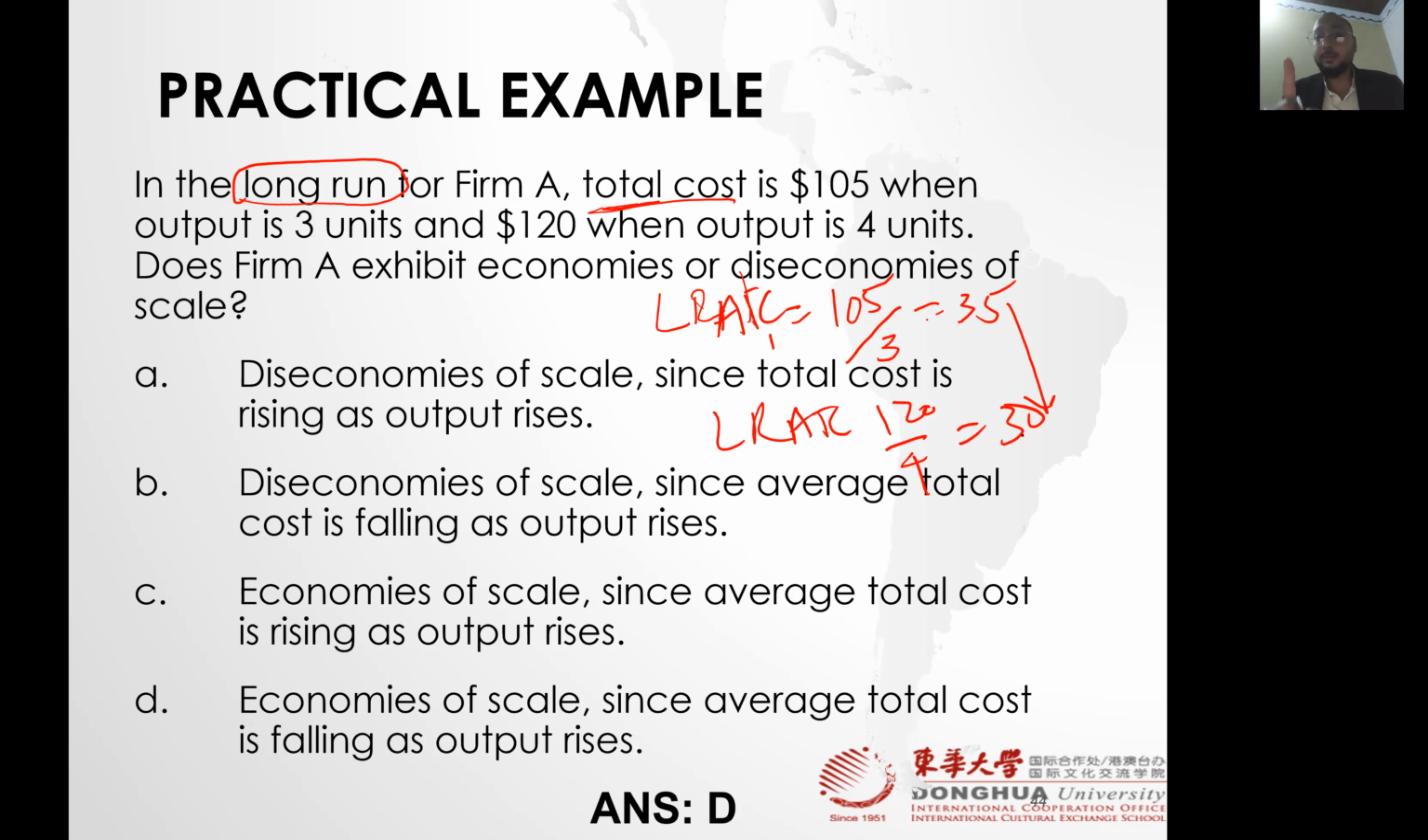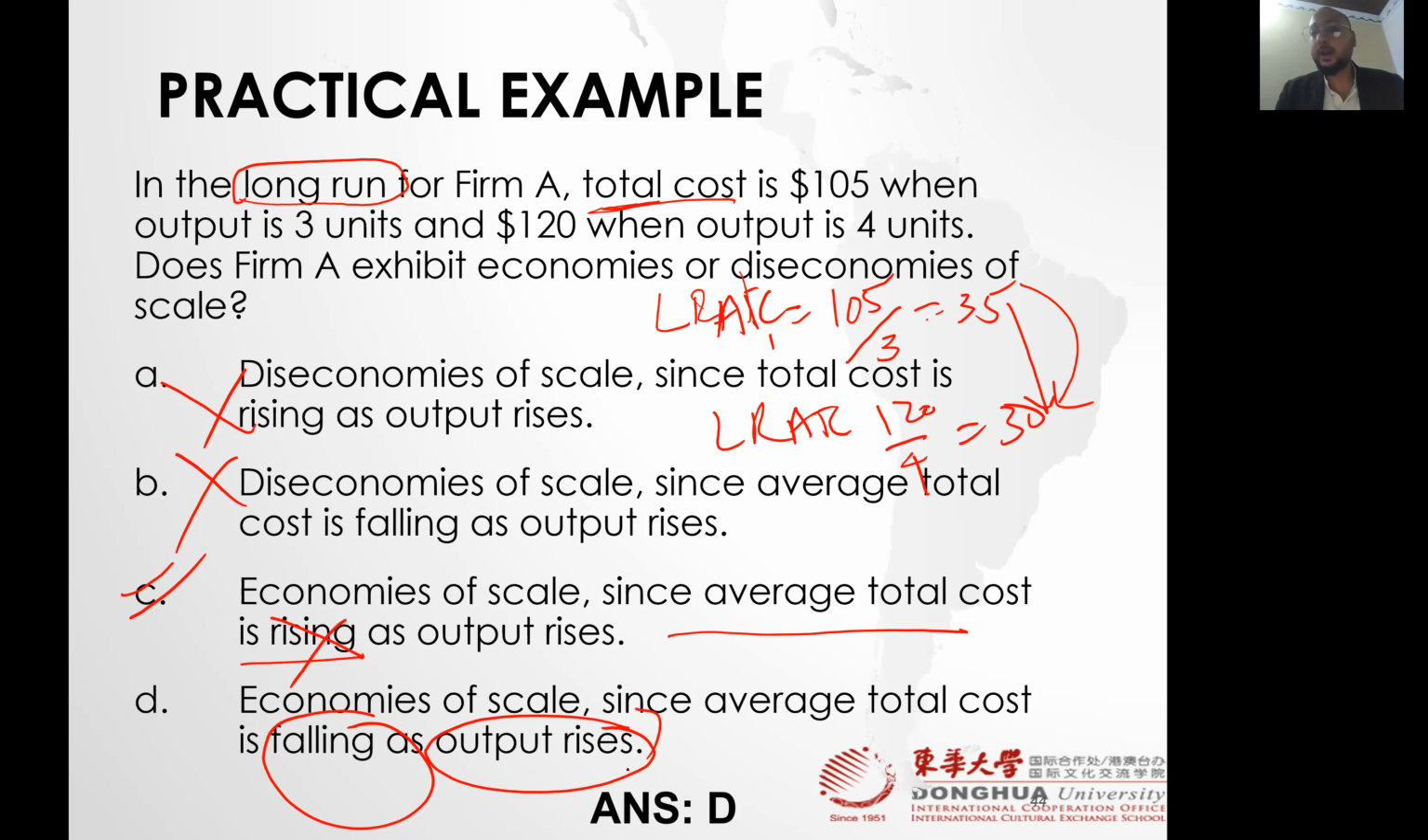So it means they're producing more, cost decreases. So that is economies of scale, not the diseconomies of scale. So A, B can never be the answer. So C, let's read the C part. Economies of scale, since every total cost is rising. Is every total cost rising here? No, every total cost is falling from 35 to 30 when output rises from 3 to 4 units. So D is the right answer.